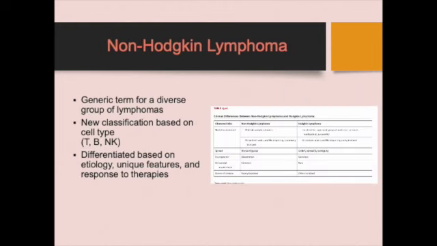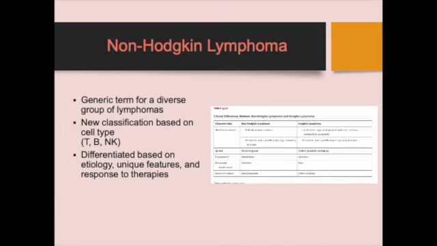Now, the non-Hodgkin's lymphomas are a heterogeneous group of lymphoid tissue neoplasms with differing biologic and clinical patterns of activity and different responses to treatments. It's a generic term for a diverse group of lymphomas. Previously, we used generic classifications of non-Hodgkin's lymphomas, but then the World Health Organization reclassified them according to their real characteristics.